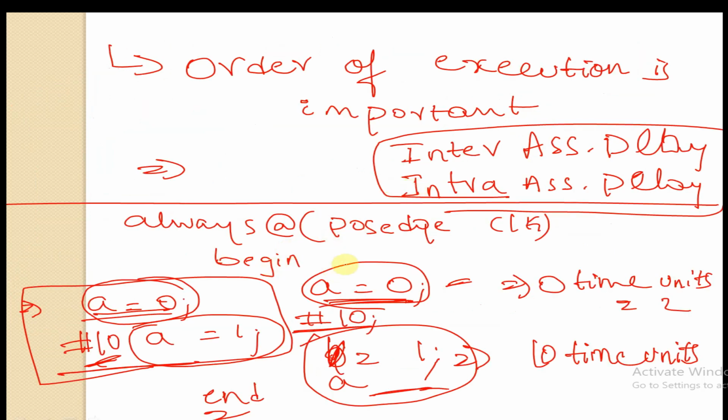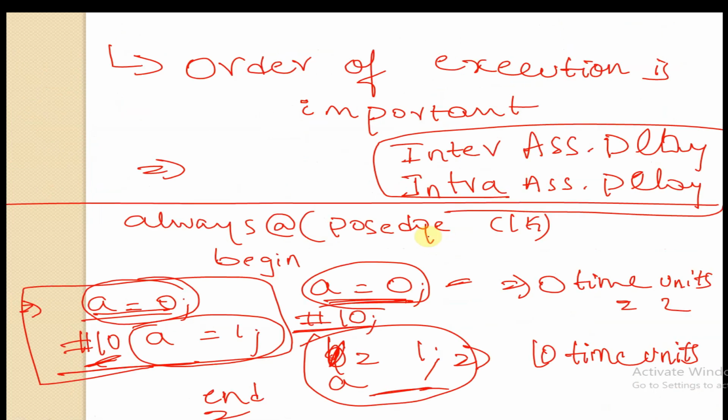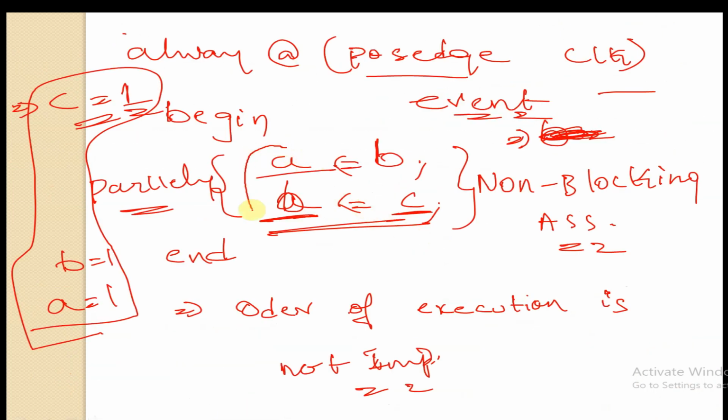In case of blocking assignments, it is running sequentially. After execution of the first statement, the second statement starts executing. But here in case of non-blocking, these two statements will run parallelly or concurrently.